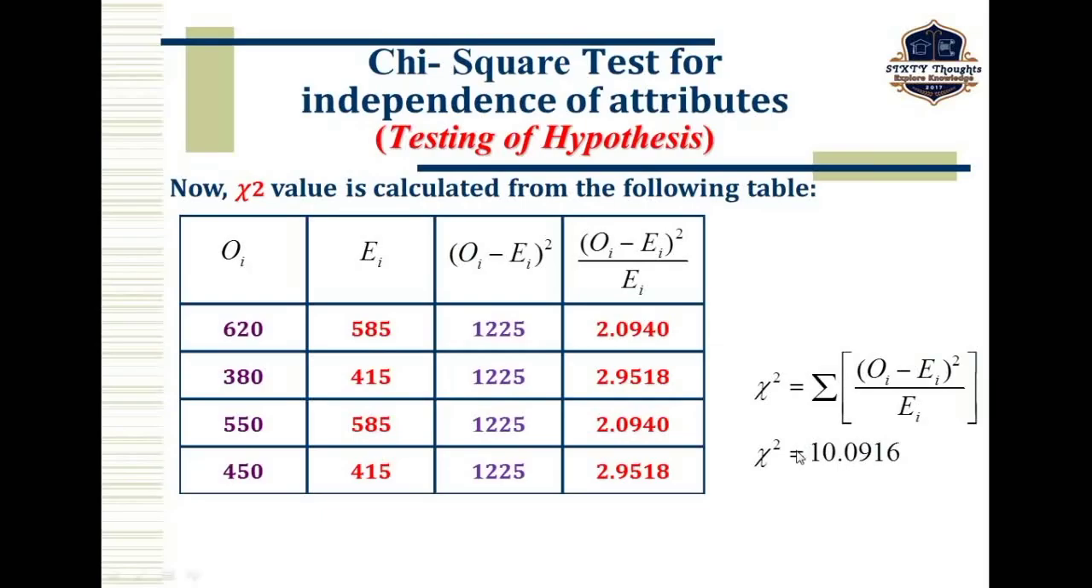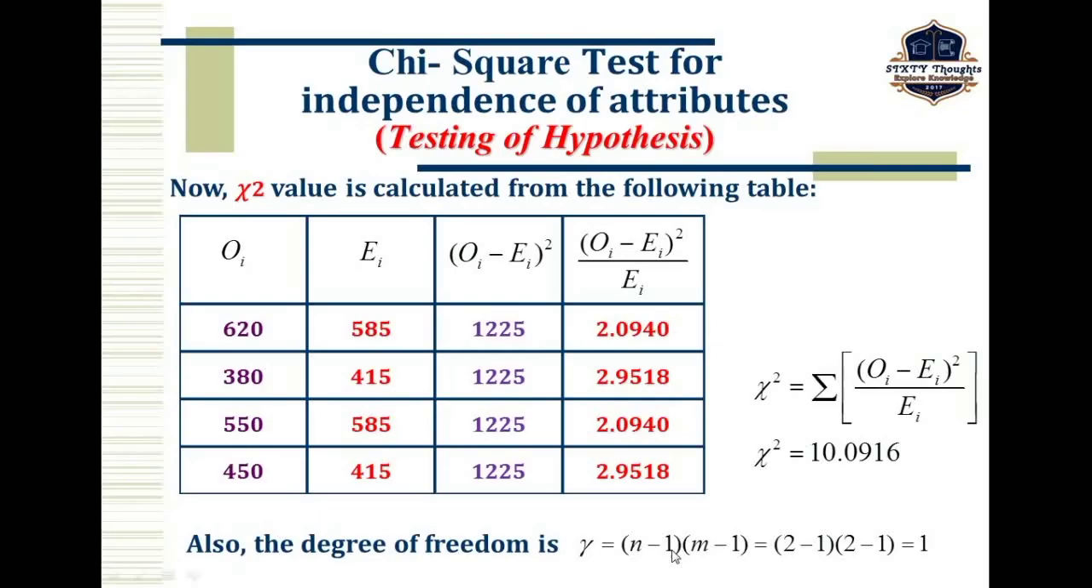So this obtained value, we are going to compare with a table value. Also, we find the degree of freedom, which is equal to (n minus 1) into (m minus 1). N is nothing but the number of rows; there are 2 rows and 2 columns. So 2 minus 1, 2 minus 1, you get 1 into 1. Therefore, you get 1. Okay, so using the degree of freedom answer, we are going to write a table value, right?